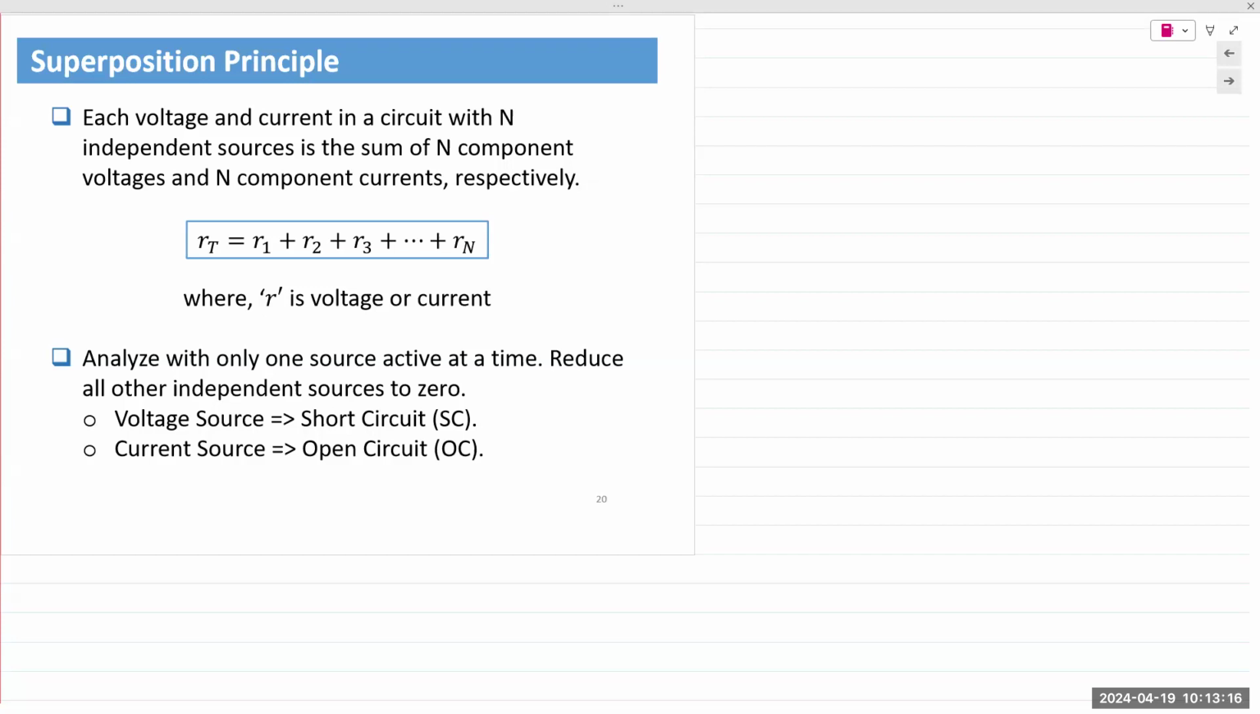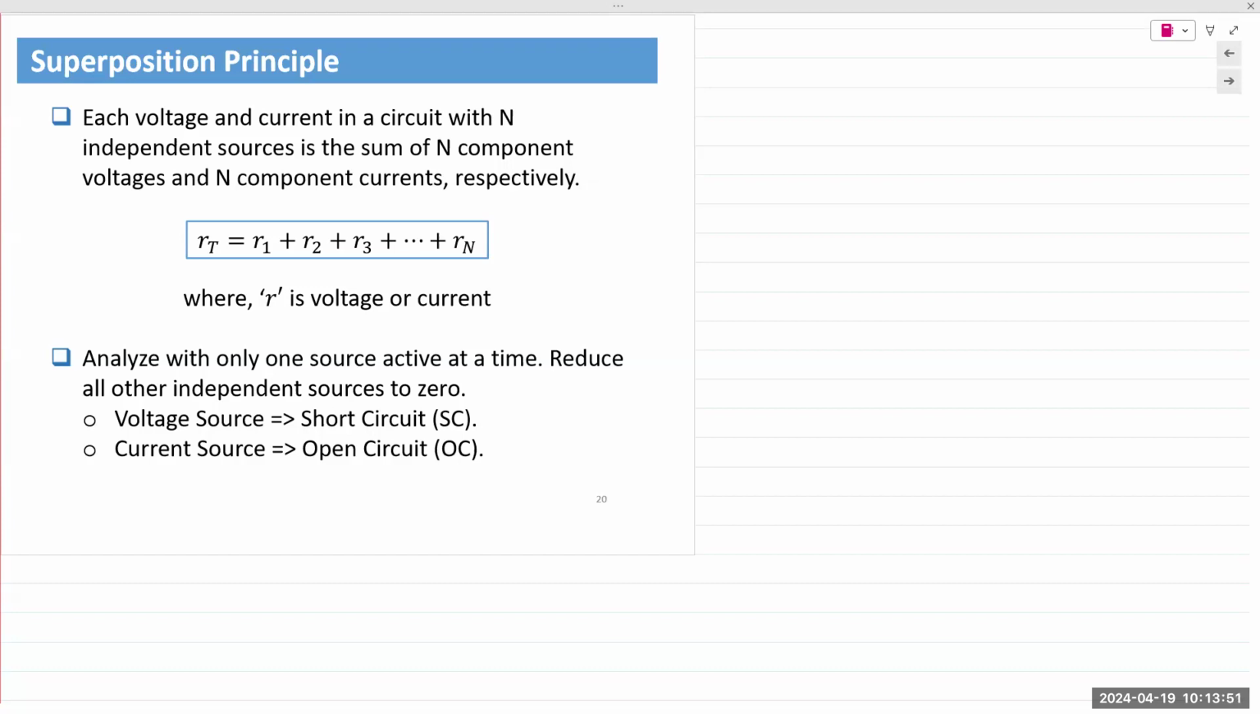So the superposition principle states you could analyze the circuit by only having one source active at a time, and find the voltage or the current that is of interest. Then you turn off that first source, you turn on the second one, and you analyze the circuit again. You calculate the voltage or current of interest, and then the actual voltage or current would be a sum of both those results.